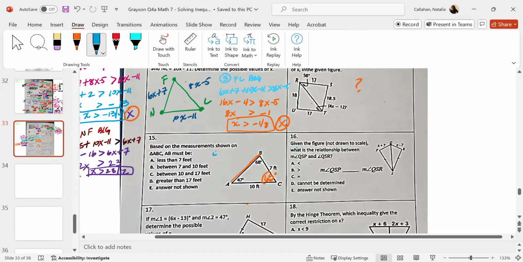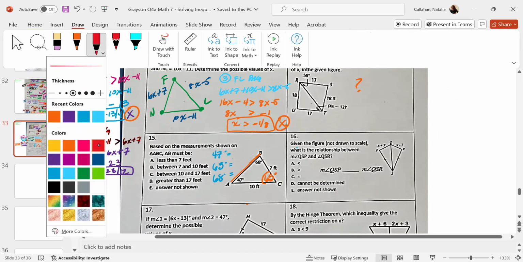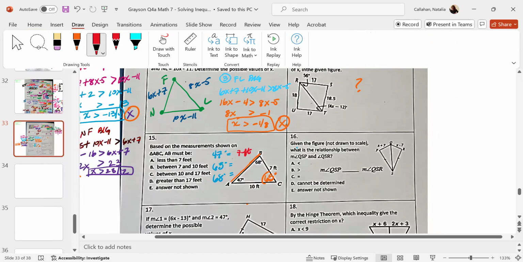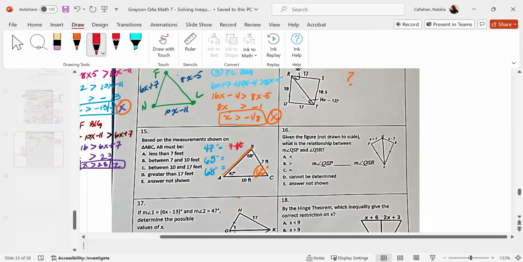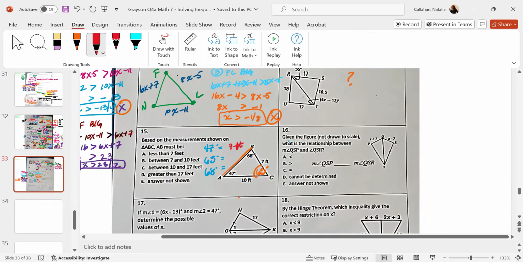Which one's the smallest angle? 65 is in the middle, right? And then 68 is the biggest, correct? Now let's find their opposite sides. Opposite of 47 is 68. Okay. What's opposite of 65? Opposite of 65 degrees is not another angle.